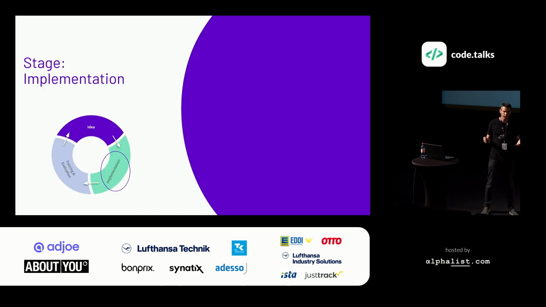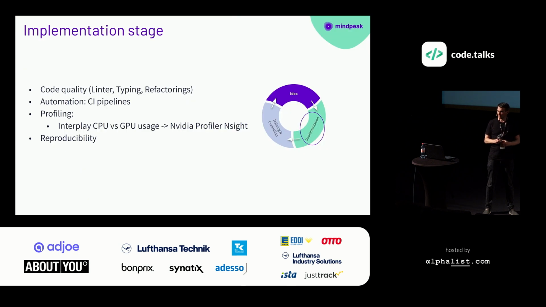Okay, now we have a nice idea and we want to implement it. And we, first of all, need to focus on code quality, I think, because with high quality code, you are much faster in changing your code. You read the code much more often than you write it, right? Usually you write the code once, and then you read it maybe 10, 15, 20 times over the lifetime of the code. We also automate a lot with CI pipelines and use profilers for CPU versus GPU interplay.